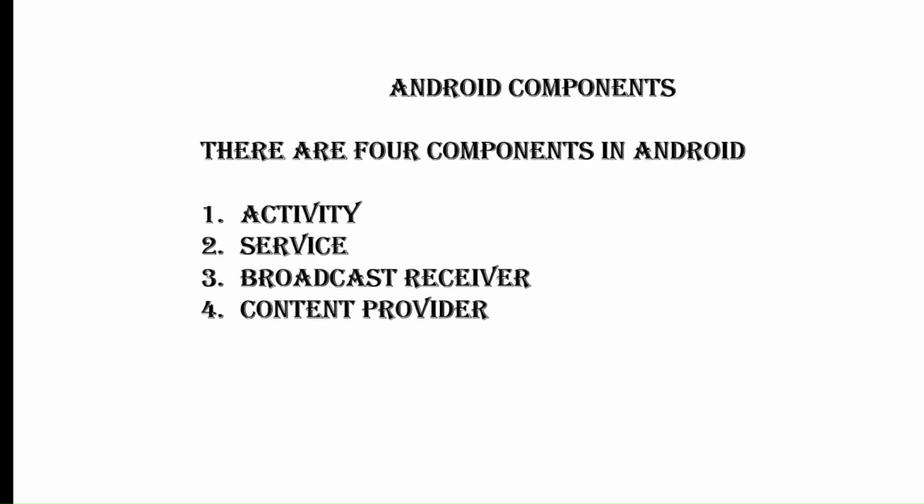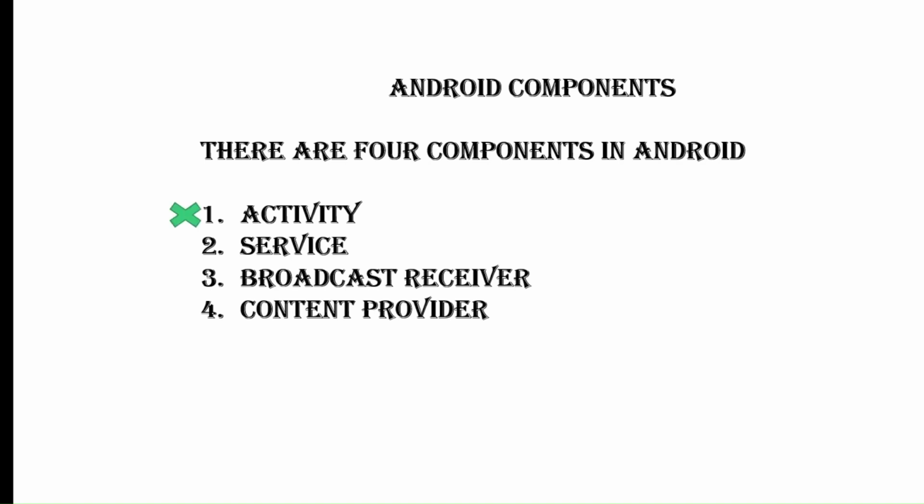In the last video, we have seen about the intent concept. In today's video, we are going to see about the components of Android. In Android, there are four major components. First one is the activity, second one is service, third one is the broadcast receiver, and the fourth one is the content provider. If you know about the basics of these four components, then probably you can say that I know about Android application development.